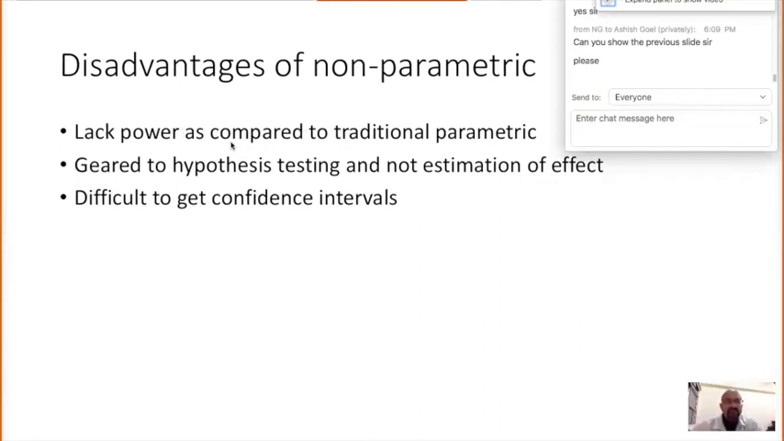Obviously, if they have some advantages, they will also have some disadvantages. They lack power as compared to the traditional tests, and they're geared to hypothesis testing. They will not tell you whether the effect is small, large, strong, mild, but they will just tell you whether it is significant or not significant, is the hypothesis standing or not standing. And it's difficult to get confidence intervals in cases of non-parametric tests. But anyway, any software can do it for us now.